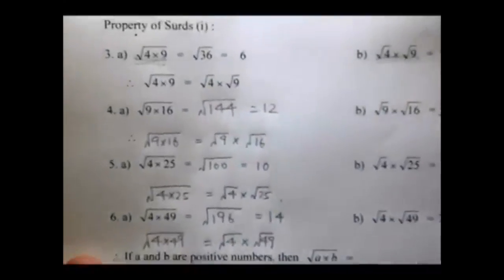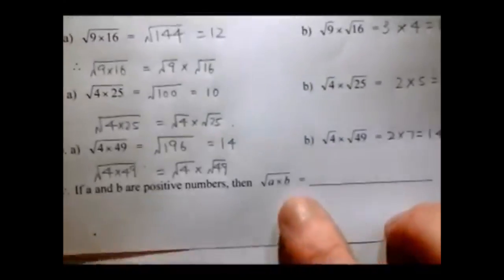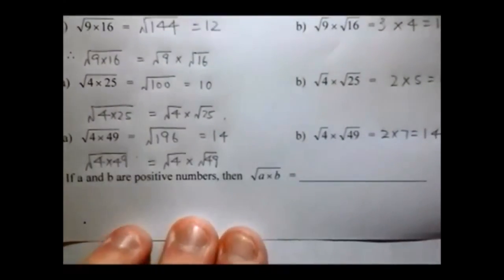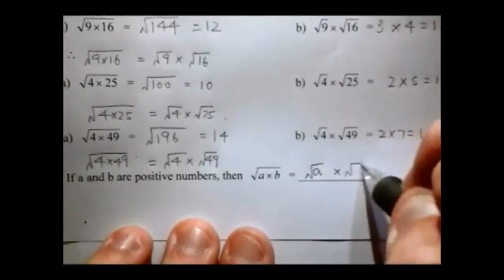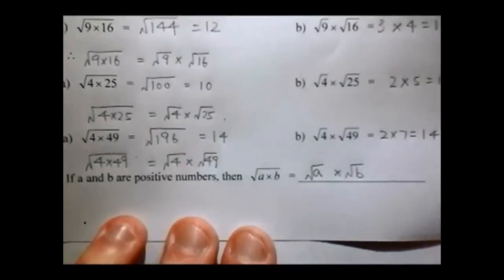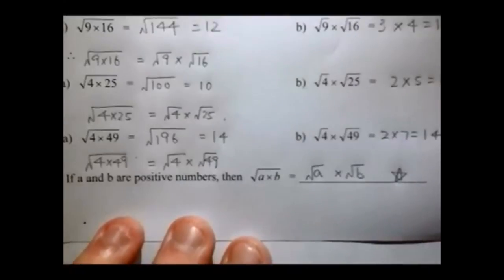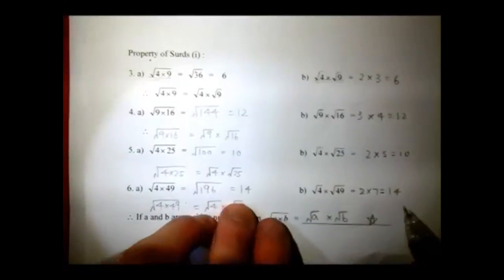So by these 4 exercises, we have one conclusion. If you have the expression root A times B, it is actually equal to root A times root B. So this one is very important. This one is our property 1. So just remember it. Okay, so this is the end of page 1. Let's go to the next page.